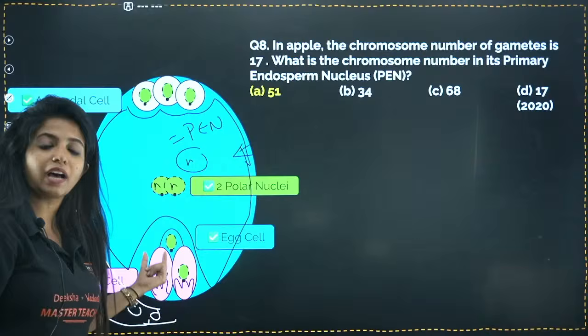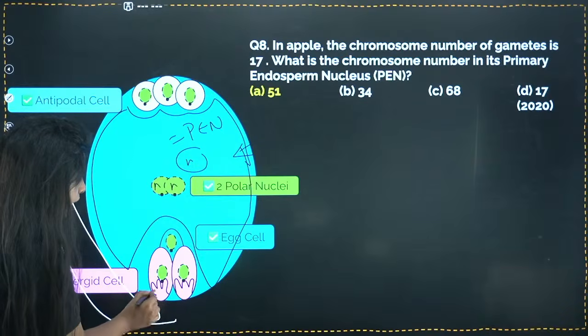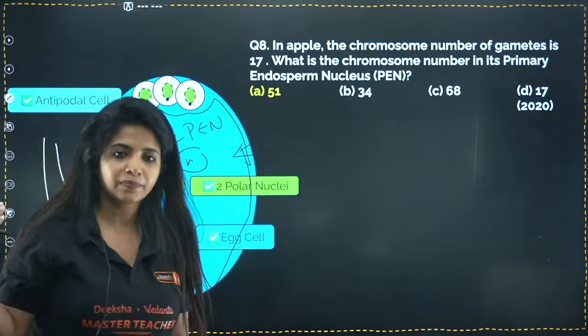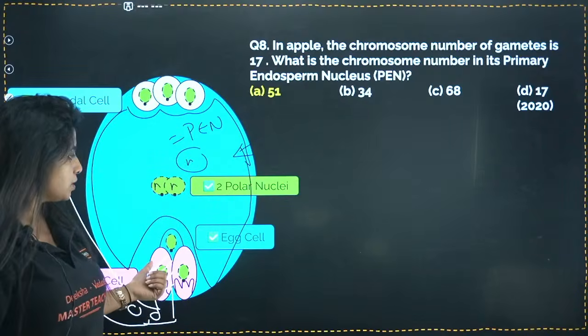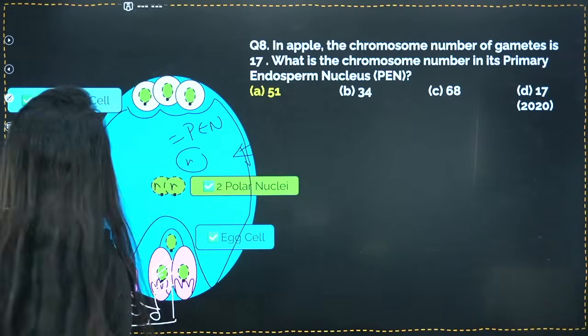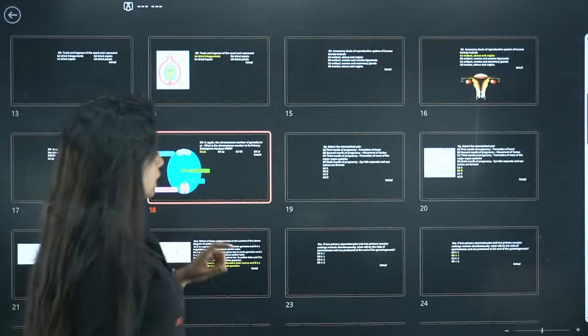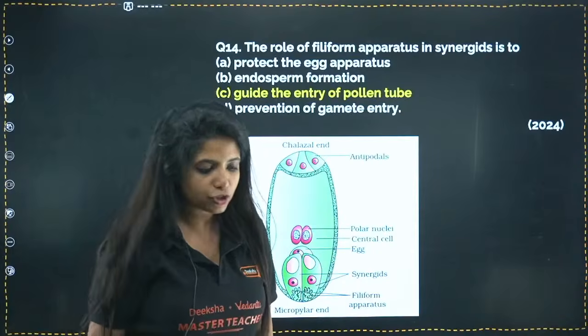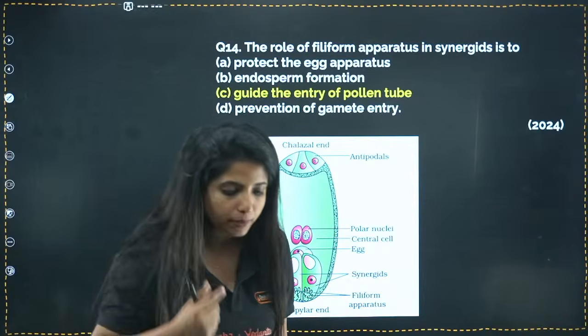Filiform apparatus is going to guide the pollen tube inside, and you know what happens? In this process, one synergid is going to get degenerated also. That's a very sad thing that happens to the best friend of the egg cell. So one synergid gets degenerated, but also know that the Filiform apparatus is basically for guiding the pollen tube. So yes, your answer for this question is to guide the entry of pollen tube inside.